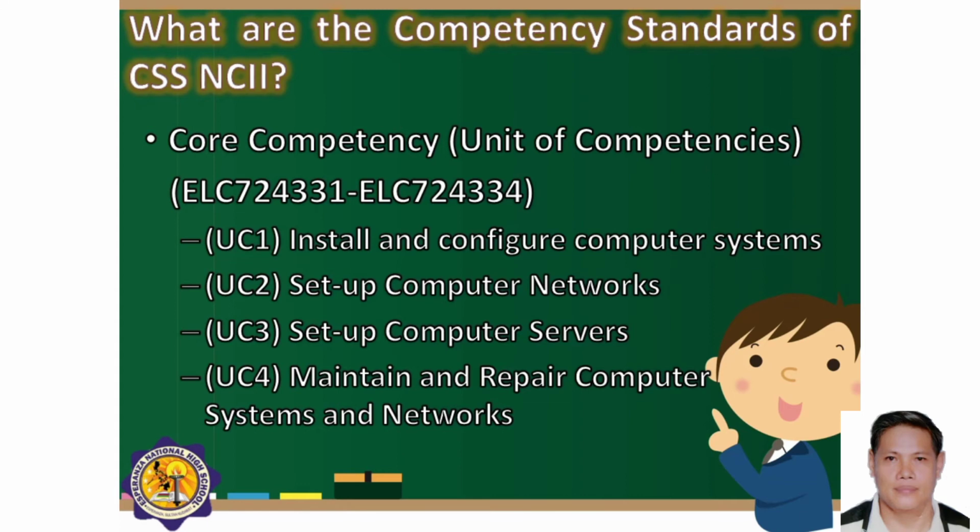What are the core competencies? With codes ELC 724331 to ELC 724334. These are the core competencies. UC1, install and configure computer systems. UC2, set up computer networks. UC3, set up computer servers. And UC4, maintain and repair computer systems and networks.